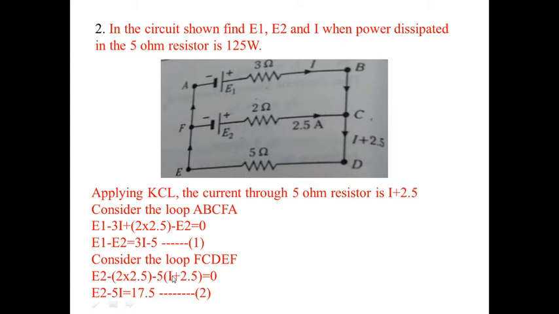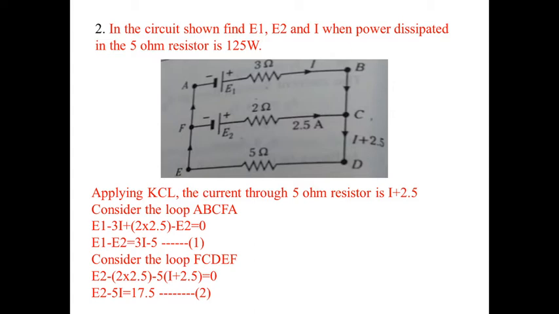So minus 5 into I plus 2.5. This is the resistance value and this is the current value, so multiplying together gives the voltage value. So minus 5 into I plus 2.5 equals 0. Solving this, you will get E2 minus 5i equal to 17.5. So 2.5 into 5 is 12.5, and 12.5 plus 5 is 17.5, correct.